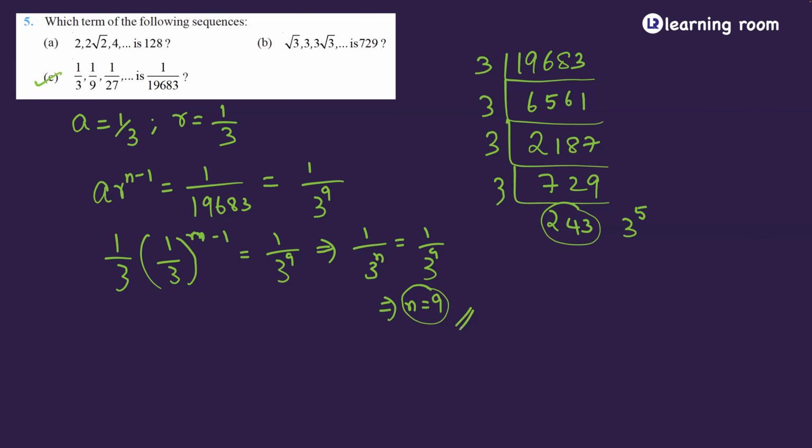Actually, we could have told it in the first step itself. Because 1 by it is 3 power 1. So the first term has the power 1, the second term has the power 2, so the 9th term will have the power as 9. Because we got this as 3 power 9, no. So we can directly tell it is going to be the 9th term. But to show the steps, we use this. Clear?